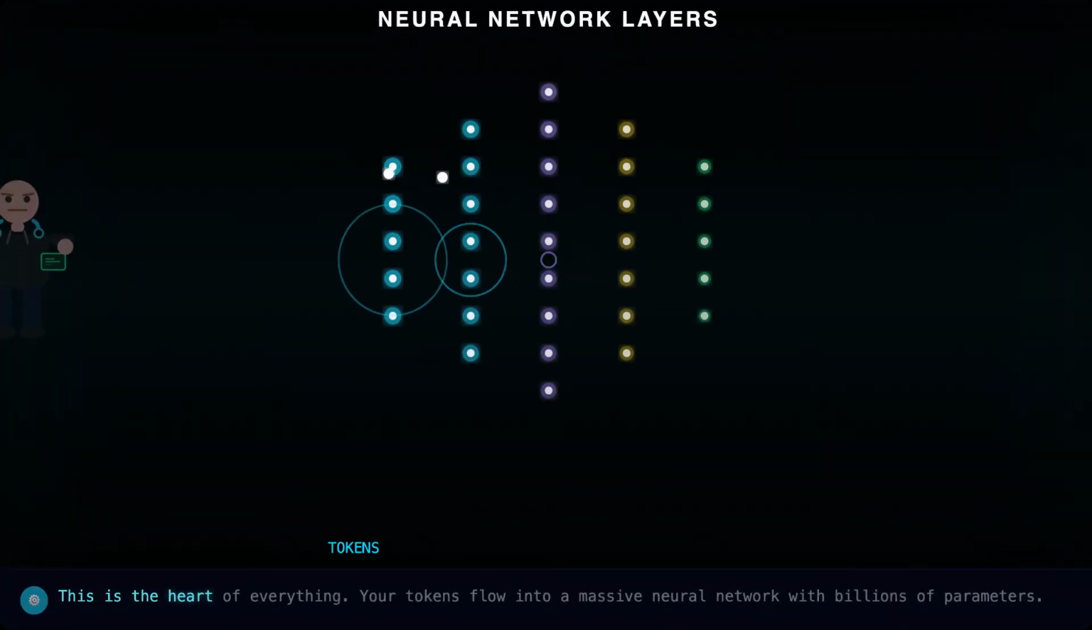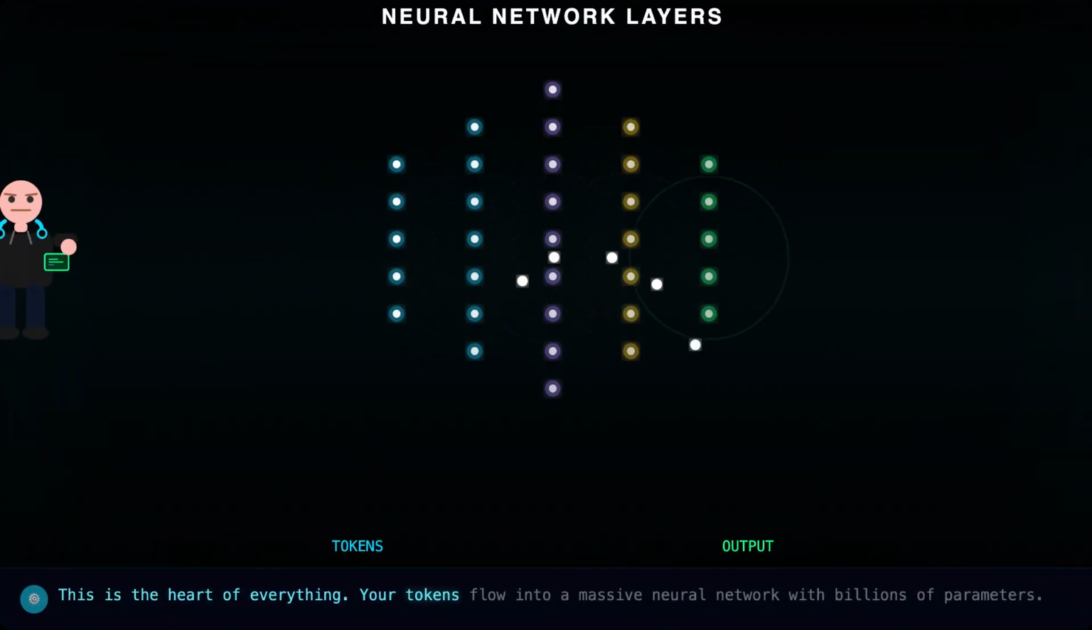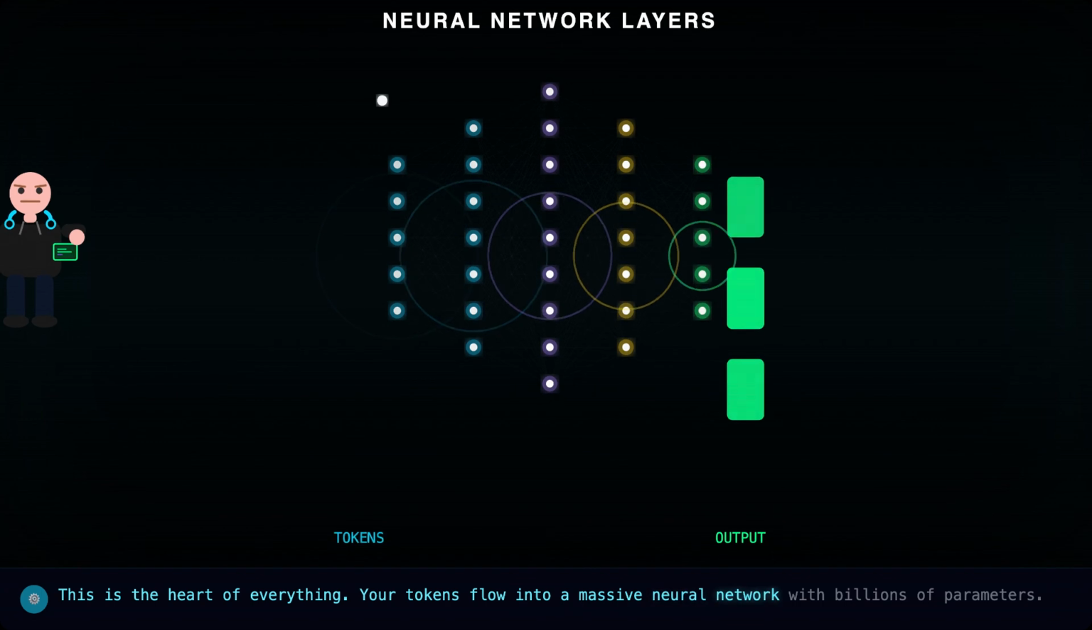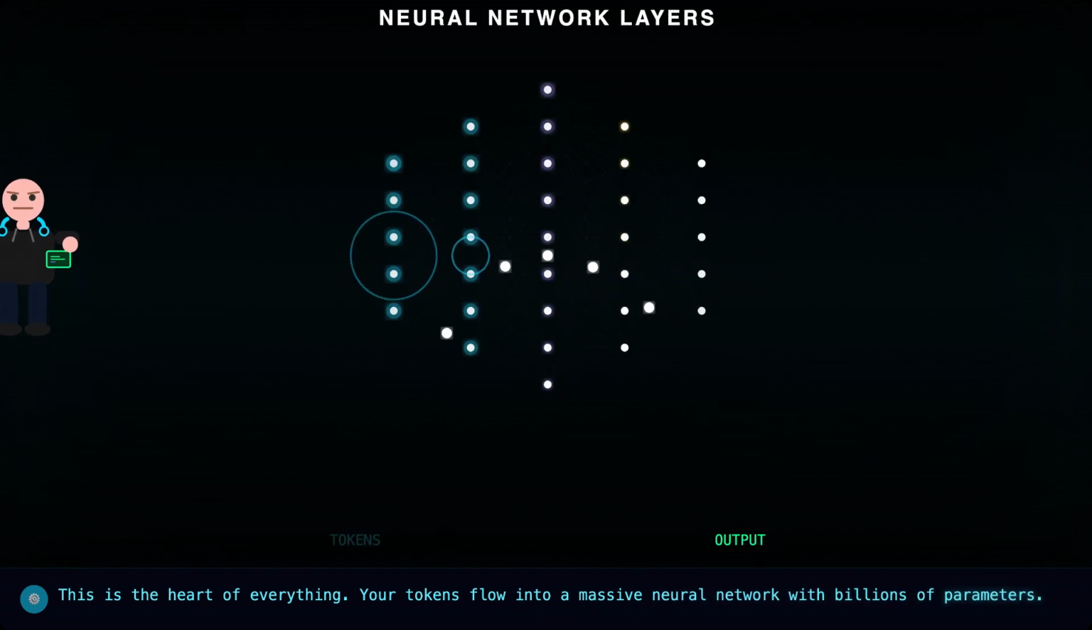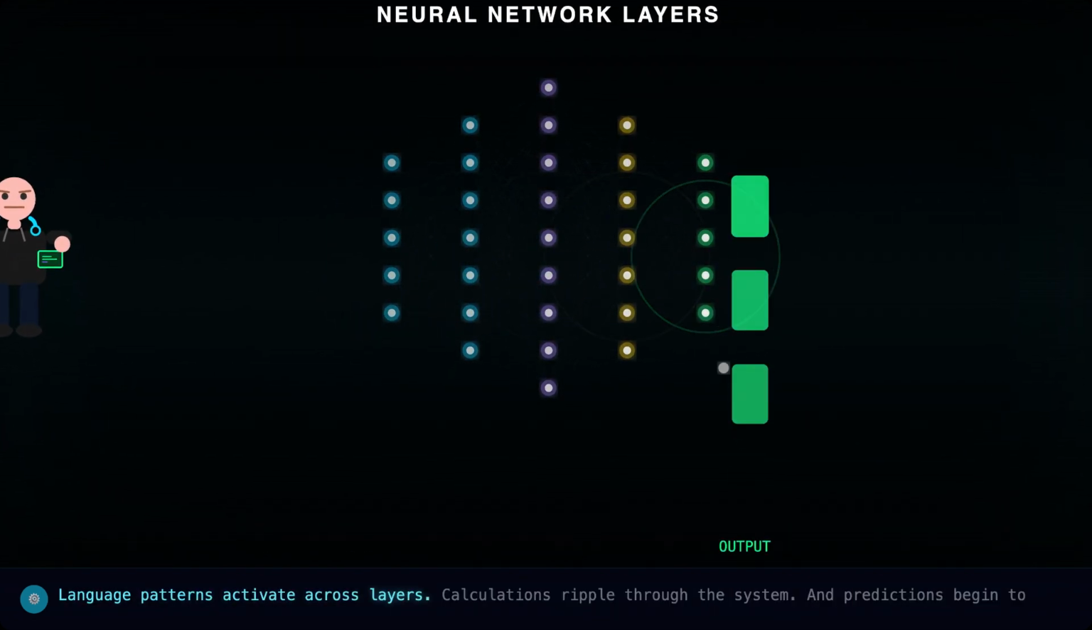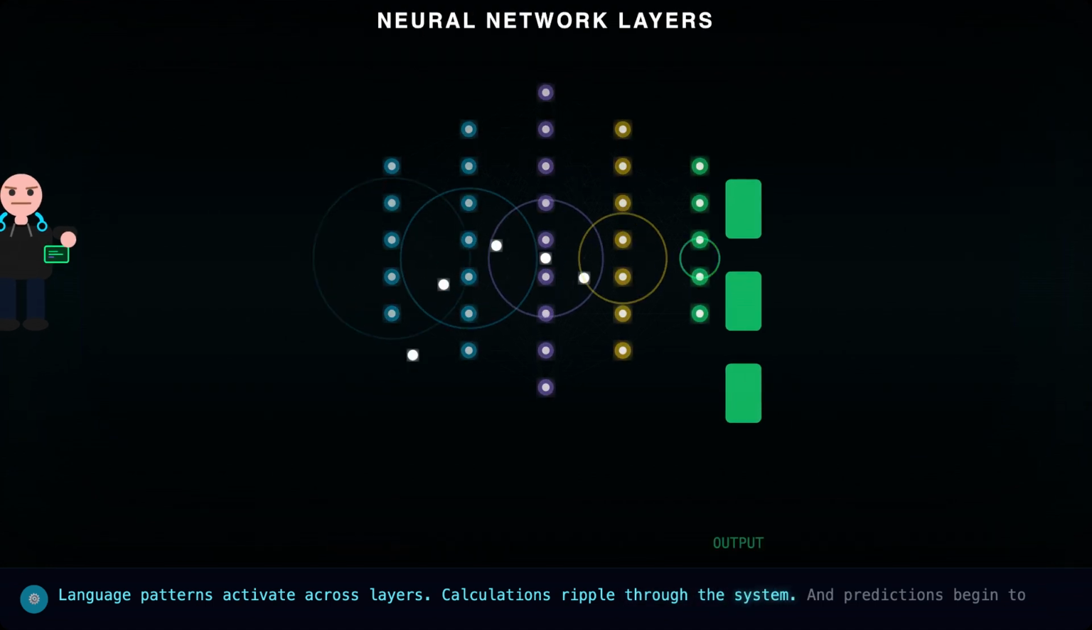This is the heart of everything. Your tokens flow into a massive neural network with billions of parameters. Language patterns activate across layers. Calculations ripple through the system. And predictions begin to crystallize.